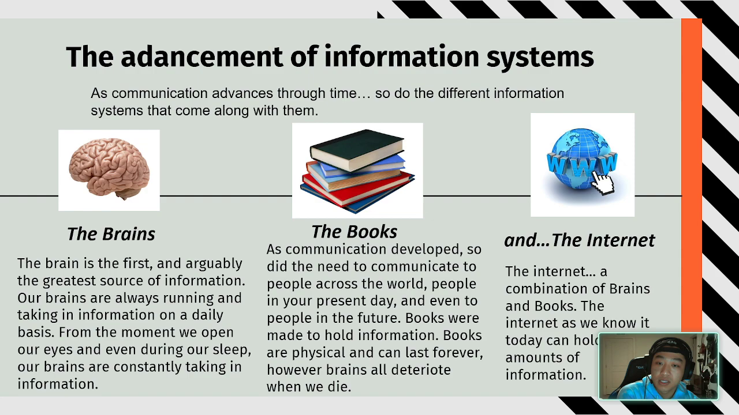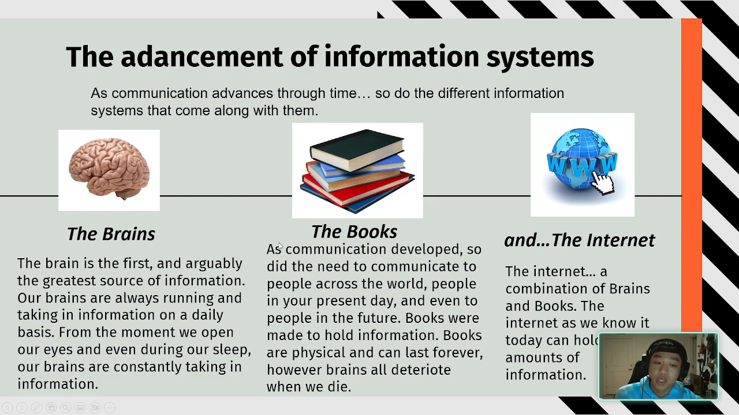I think I accidentally skipped this slide, but earlier you asked what the top sources of information are. I think the brain, books, and the internet are the three staple information systems that we have today. The brain would be the first one, and it's arguably the greatest source of information, since all information really comes from how we interpret it. I think the brain is the first step in receiving information, so it is one of the best ways to store information. From the moment we open our eyes and even during our sleep, our brain is constantly taking in information. But since our brains have a limit, we've created books.